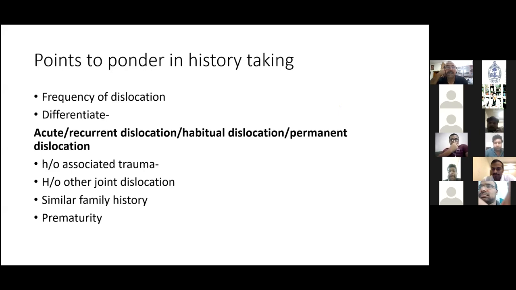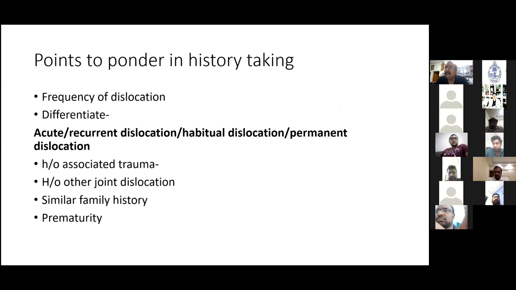Maybe associated bony pathology will have more incidence of recurrent dislocation. So the more the number of dislocations, it means it is a bony pathology, not a soft tissue pathology. That's what you mean to say. Yes, okay. Anybody else? Augustine George.